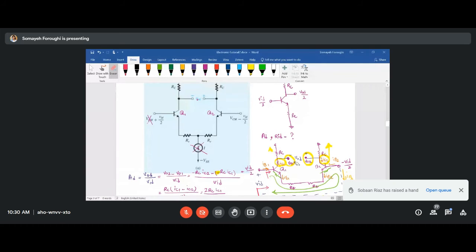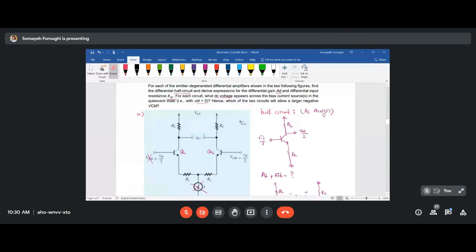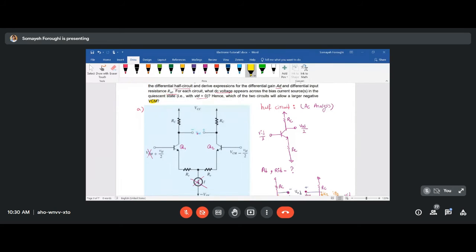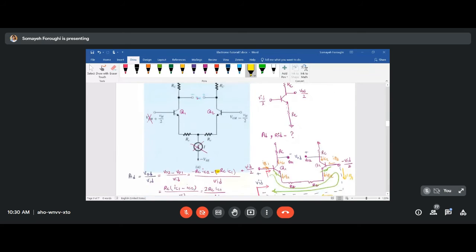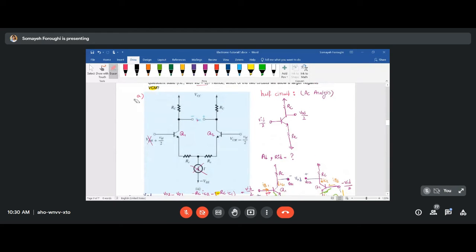Thank you. You're welcome. Okay, guys, let's continue with the next part of this question. There are so many more to go. In the next part, we should find VCM. It says find the VCM in part A, and just make sure whether the VCM in this circuit is greater than the next one or not. So let's find VCM. We know that VCM is a DC voltage. So for finding a DC voltage, you have to do DC analysis on the circuit.